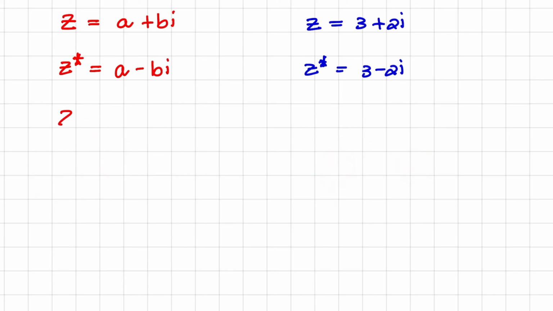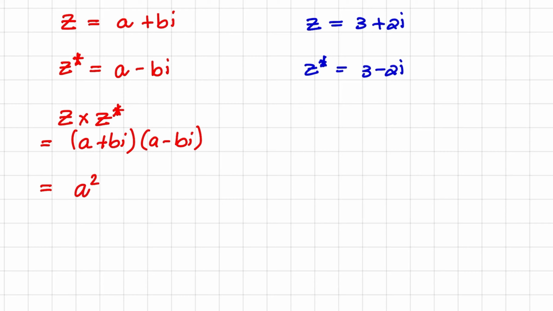Let us see what happens if we multiply a conjugate with a complex number. So in this example, it will be a plus bi times a minus bi. And when I simplify, that leads to a squared minus b squared i squared. But remember that i squared is equal to negative 1, because i represents the square root of negative 1, and when I square that, it leads to negative 1. So if I simplify further, I have a squared plus b squared.